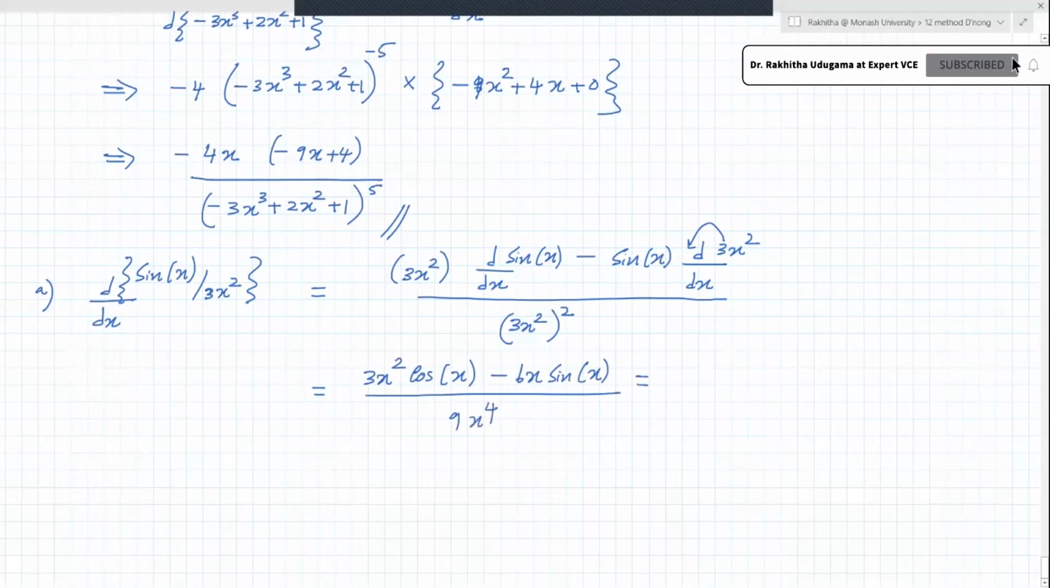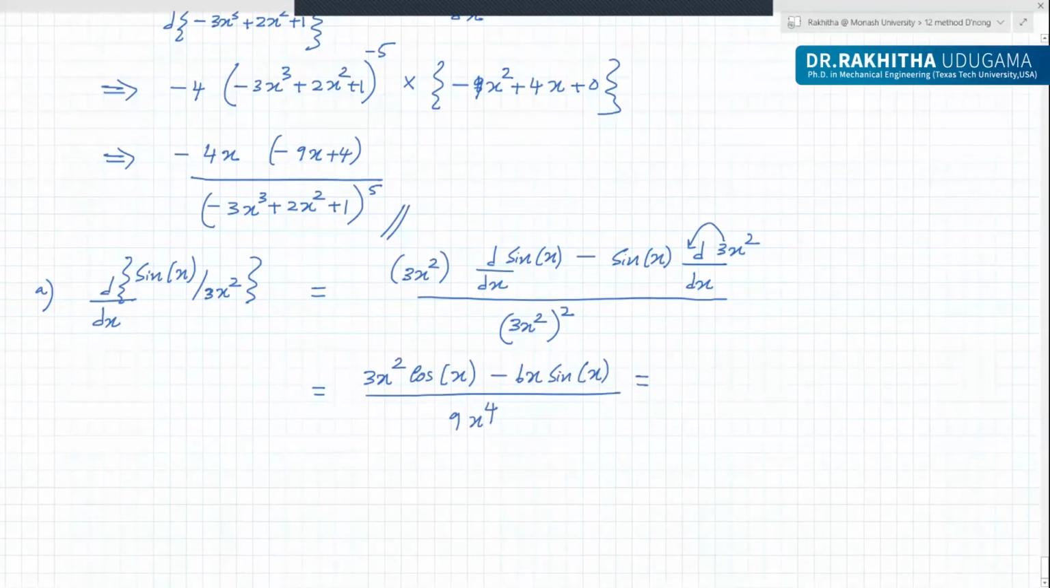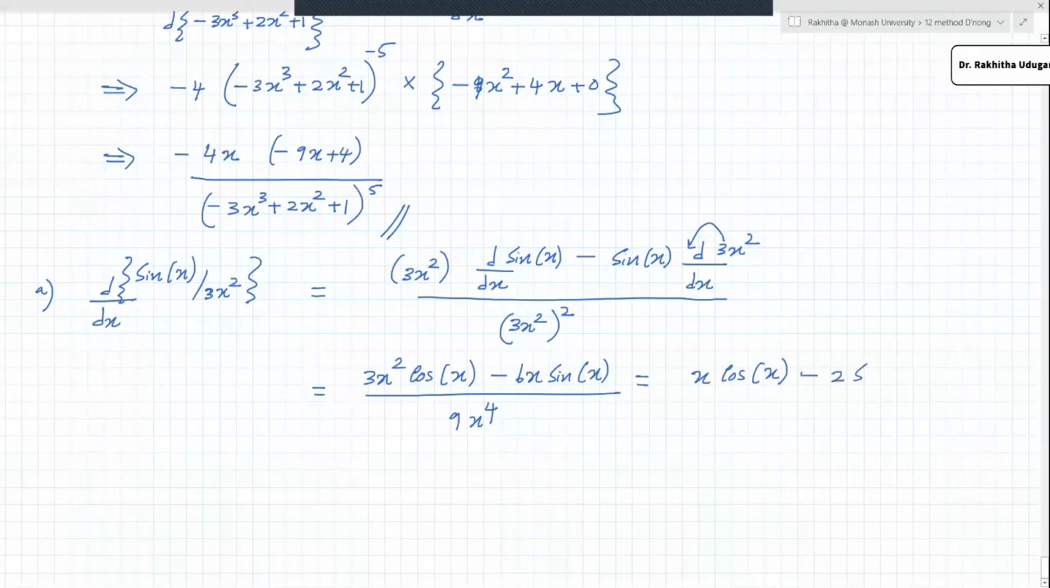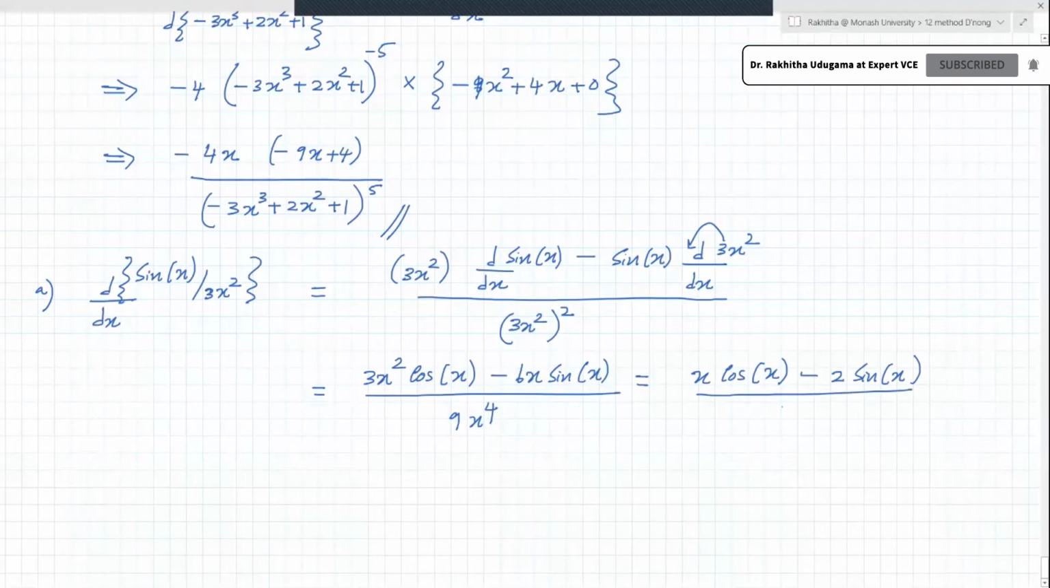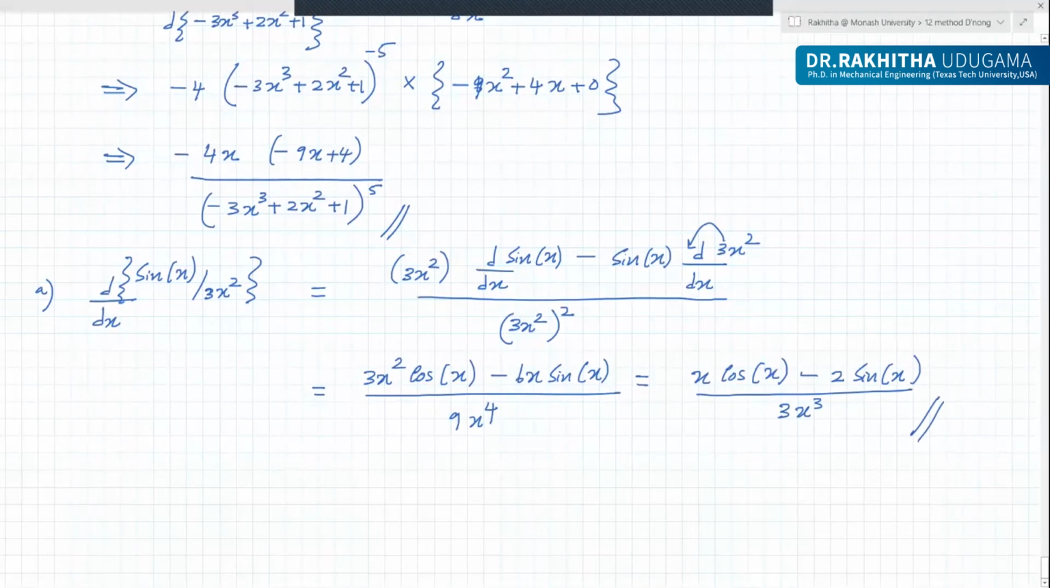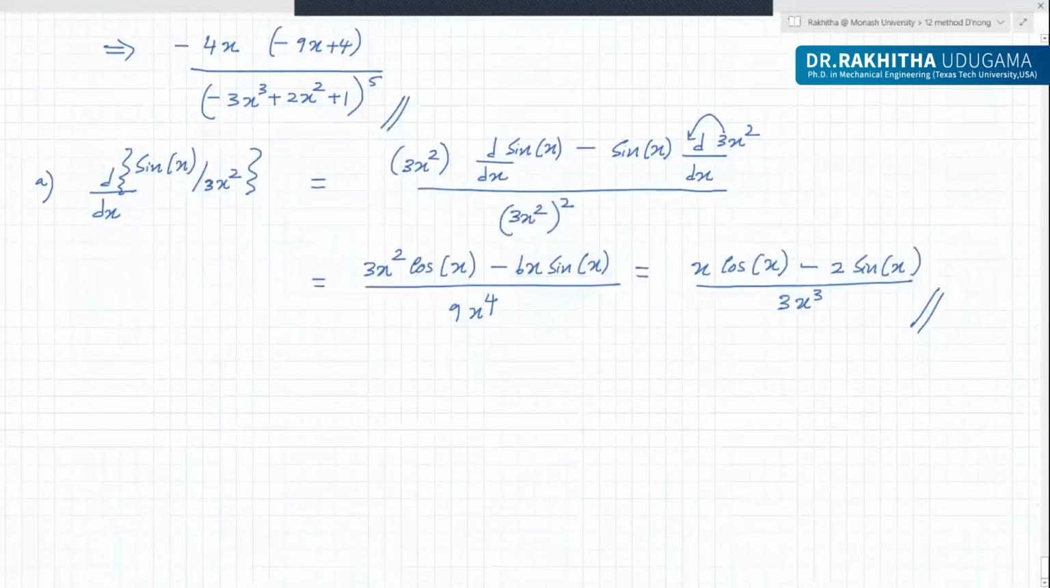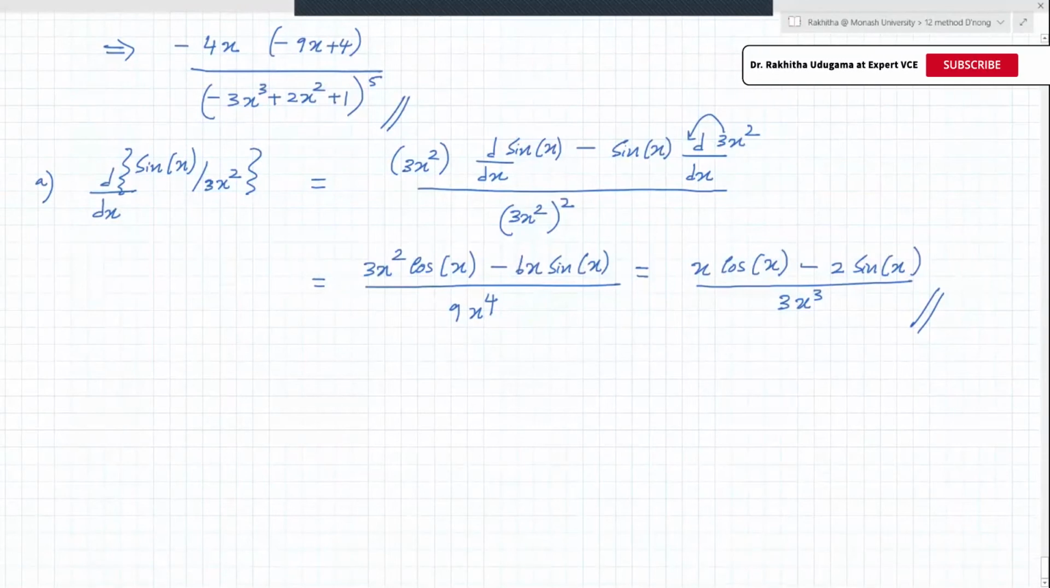Right? So now you can see 6, 3, 9. You can simplify. x squared, x, x3, x4, you can simplify. So I would say x cos x minus 2 sin x divided by 3x to the power 3. That should be the answer. Did you get that? Yeah. Okay. So that is the thing.